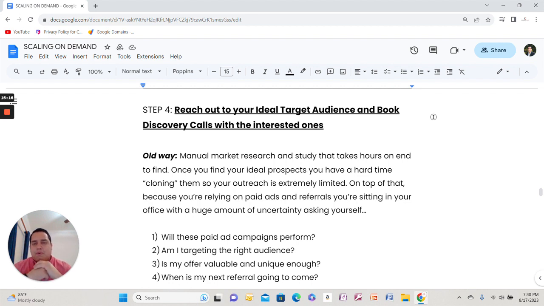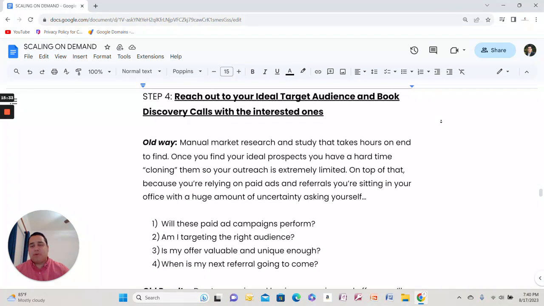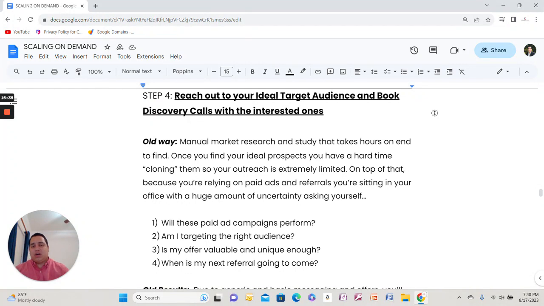So before, companies would do manual market research, in-depth market research that would take hours upon hours each day. And then once you find these ideal prospects, you have a hard time cloning them, which makes your outreach extremely limited.